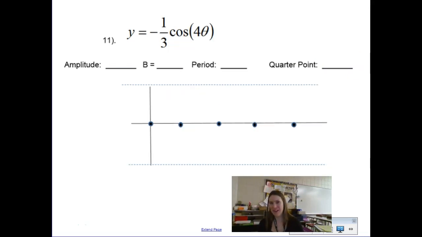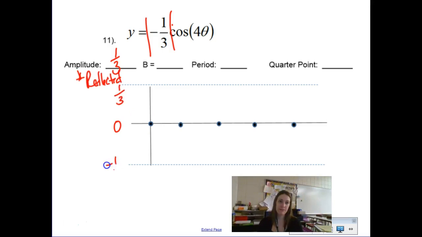Oh, fun. Alright. Negative 1/3 is in front of the function, but remember it's the absolute value of that number that is my actual amplitude. However, it has been reflected. So, 0 is still my midline. 1/3 is my amplitude, so that's positive 1/3 and that's negative 1/3. What I like about unlabeled graphs is you can label them whatever you want, so I prefer them to be that way. Remind me that it's reflected, class.